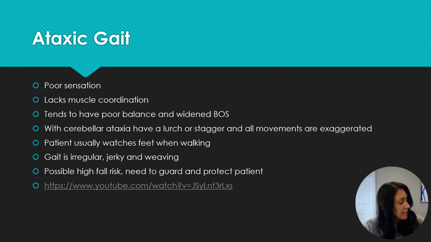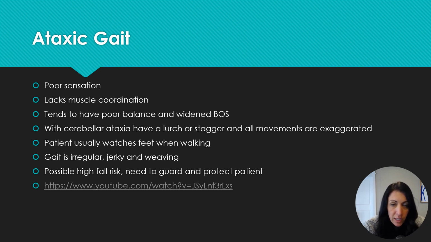An ataxic gait. This is just a gait pattern characterized by staggering or unsteadiness. And usually they'll have a wide base of support and movements are exaggerated. So ataxic gait might look a little bit different from one person to the other depending on their balance, but it tends to have poor balance and wide base of support. If they have cerebellar ataxia, it's going to have more lurch or stagger, and all movements are exaggerated. They'll have lack of muscle coordination, poor sensation.